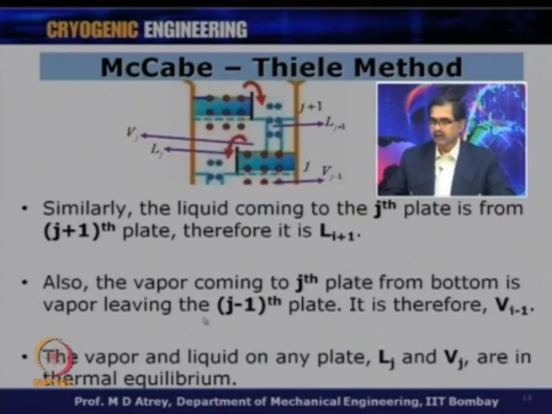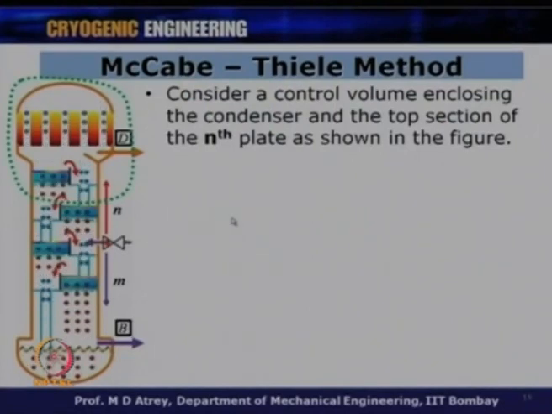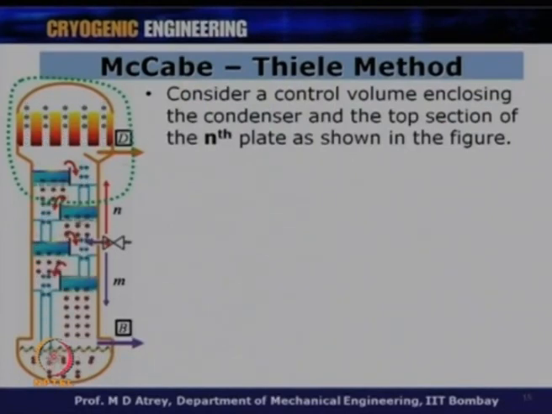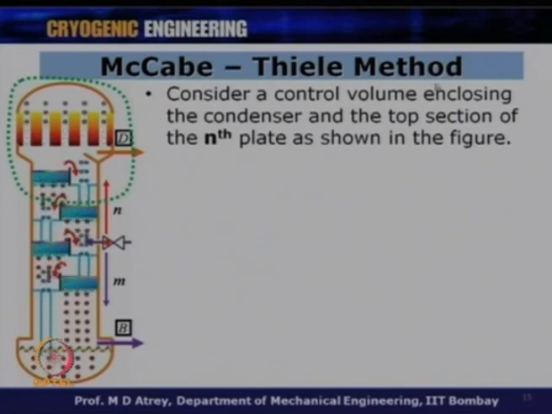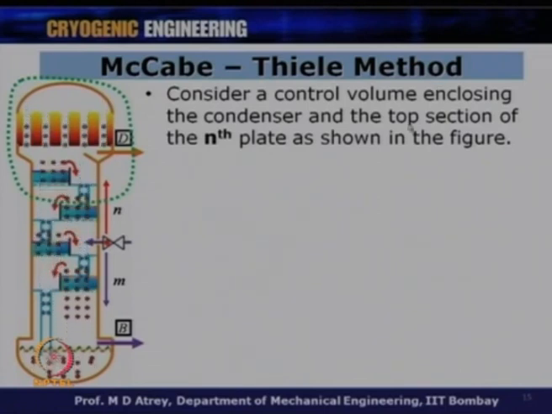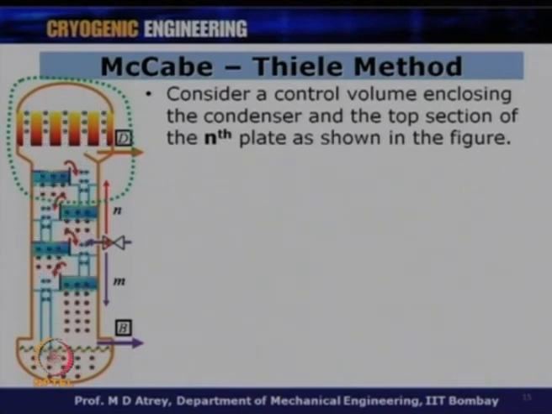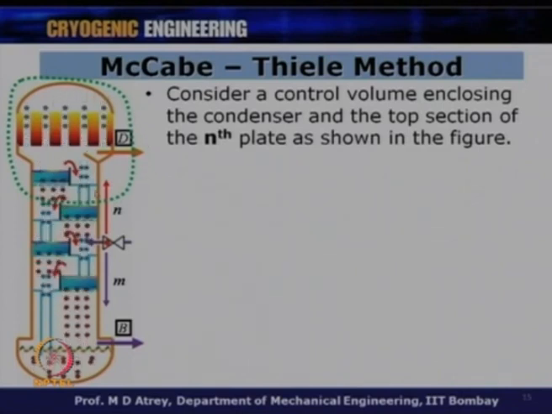The vapor and the liquid on any plate, Lj and Vj, are in thermal equilibrium. We have seen this earlier: for any plate the liquid and the vapor are in thermal equilibrium. That means their temperatures will remain the same. Now, let us take a control volume and, as we have done, do the mass balance and the energy balance. Consider a control volume enclosing the condenser and the top section of the nth plate. This is the condenser on the top and the nth plate over here, and this is our control volume.